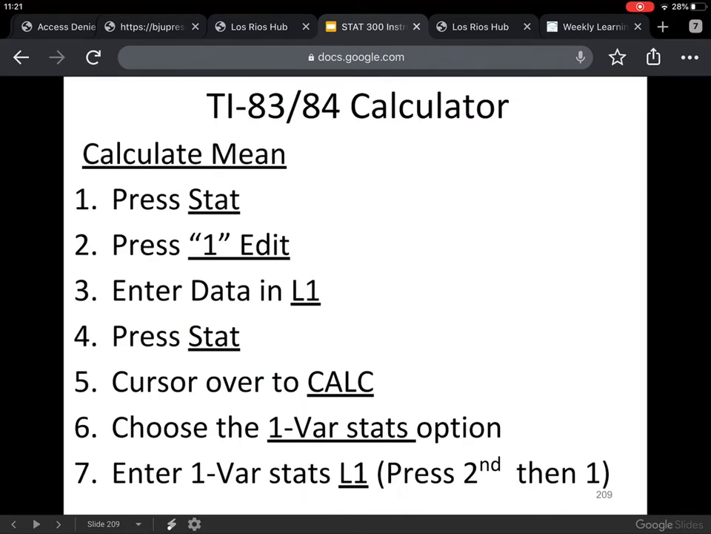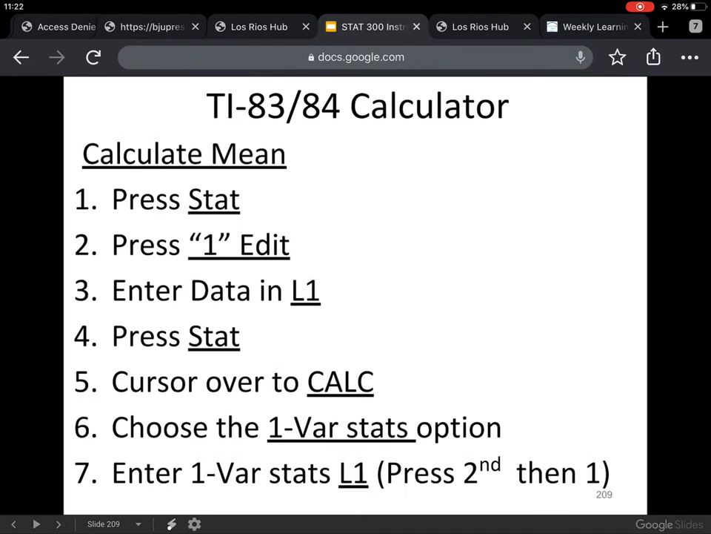I have a step-by-step process of how to calculate the mean on a calculator. Suppose you have 20, 30, 50 data points. You're not going to be adding all of those up on a calculator. Why not just enter the data points, click a couple buttons, and the calculator is going to spit out for you what the average is, okay? Please do go through this so you are able to find what the average is.